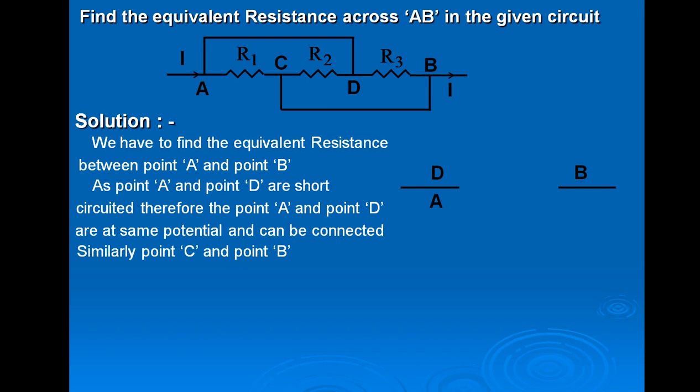Similarly, point C and point B are short circuited. Therefore, point C and point B are at same potential and can be connected. That is, point B and point C is same point.